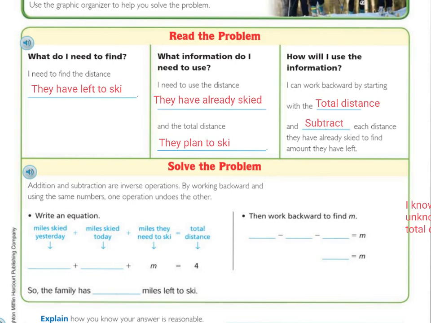So let's solve the problem. Addition and subtraction are inverse operations. By working backward and using the same numbers, one operation undoes the other. So let's write an equation. The miles skied yesterday, if I look back in the problem, was 7/10. And the miles skied today was 3/5. The total distance was 4. So if I work backwards and say the total distance, which is 4, minus the 7/10 and minus the 3/5, I should get the number of miles they need to ski.